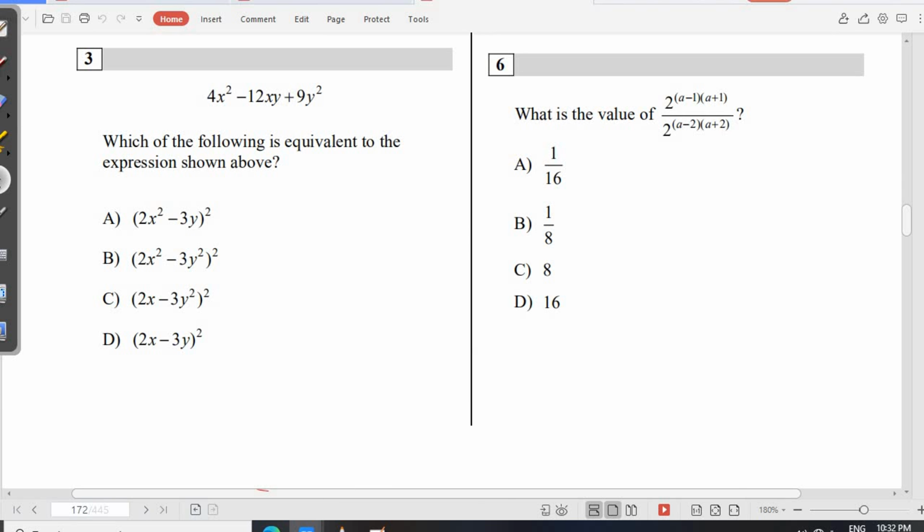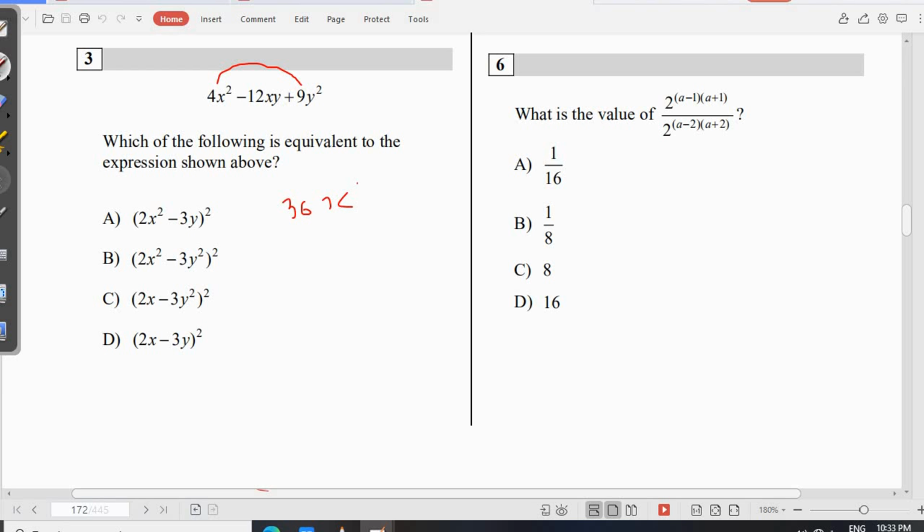Alright, here's another question. Which of the following is equivalent to the expression shown above? This is it. Okay. Now, some persons usually get confused when they see this kind of thing. Like, what are they going to do? Just solve it like a normal quadratic. Multiply the first and the last term. When you multiply 4 times 9, you're going to be having 36.